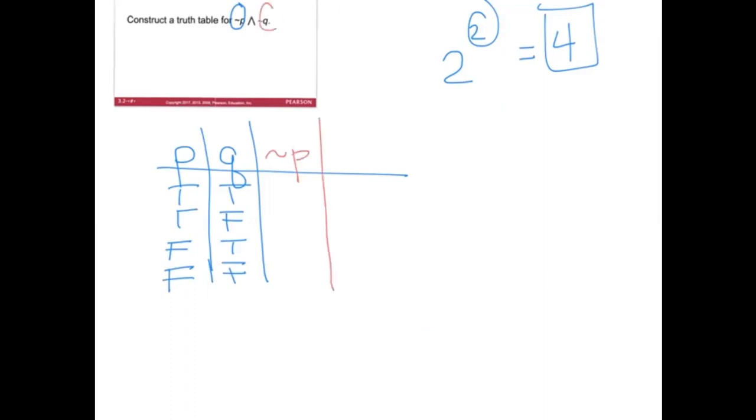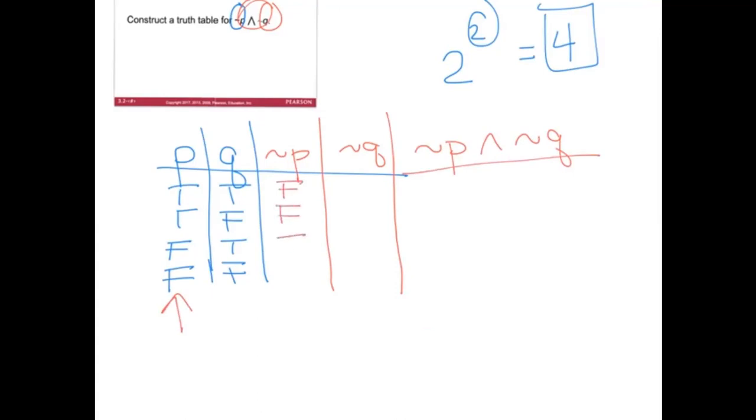We also need to figure out what the negation of Q is. And then once we know what those are, then we can do the conjunction, the negation of P and the negation of Q. So let's just first start with the negations. To negate P, I just need to look at the P column, which is true, true, false, false, and I'll do the opposite of that. False, false, true, true. To do the negation of Q, I look at the Q column, which was true, false, and I will do the opposite.